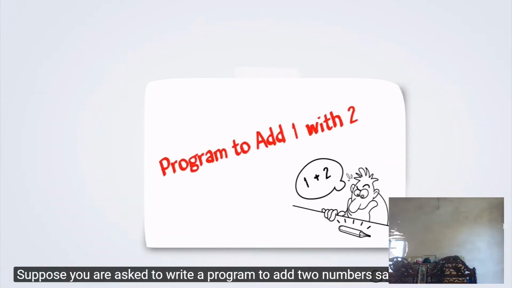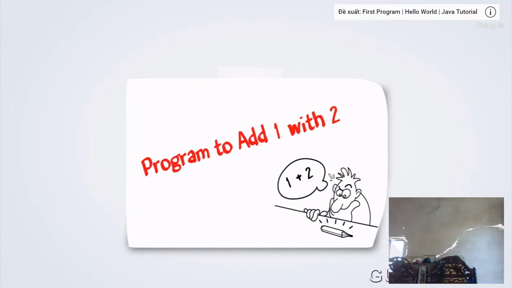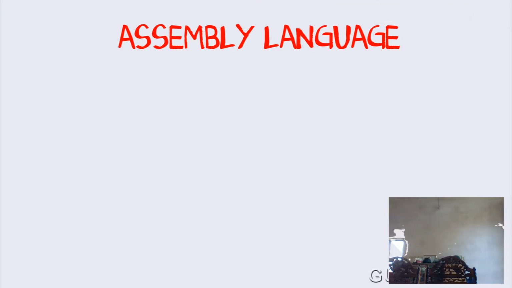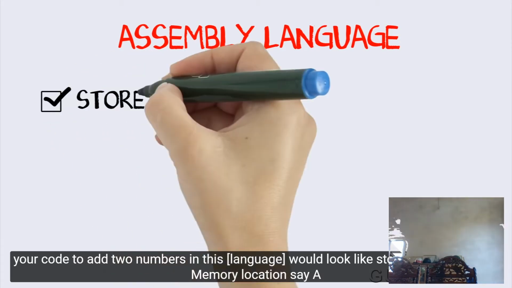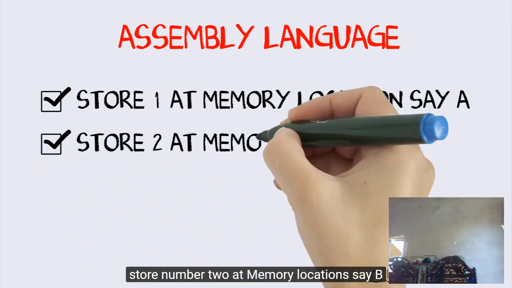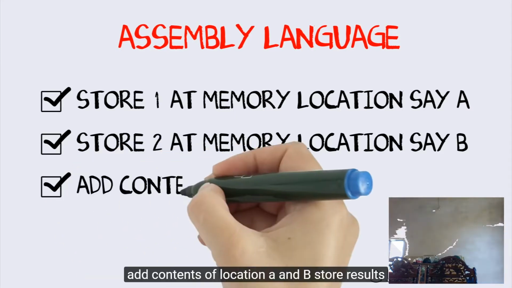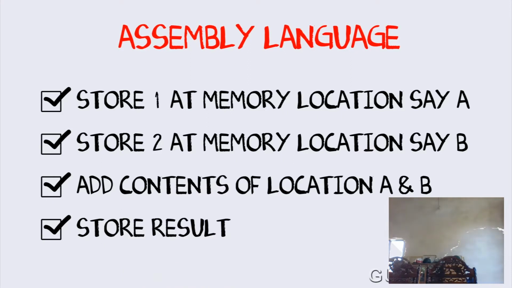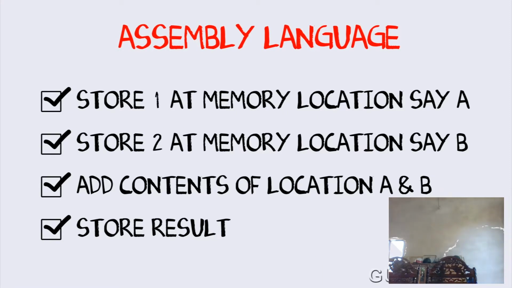Suppose you were asked to write a program to add two numbers, say add 1 with 2. Assembly language is the most elementary form of software development languages. Your code to add two numbers in this language would look like: store number 1 at memory location, say A. Store number 2 at memory location, say B. Add contents of location A and B. Store results. The way you feed this code to the processor would depend on the PC you are using.